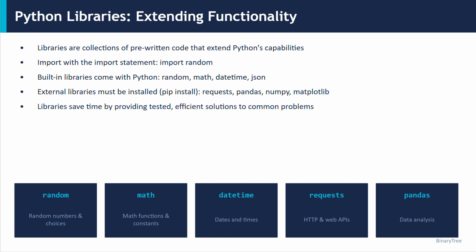Some are built in and come with Python: random for random numbers, math for calculations, datetime for dates, json for web data. Others are external and need to be installed with a command called pip: requests for the web, pandas for data, NumPy, matplotlib. Libraries save you enormous time by handing you efficient solutions to common problems in the form of functions, one-line things, and these functions are pre-invented in the libraries.